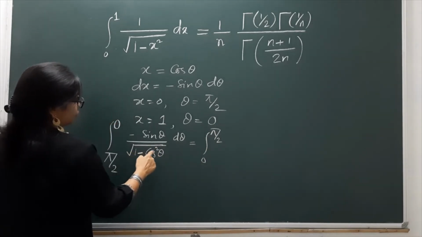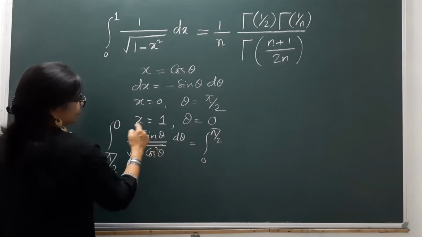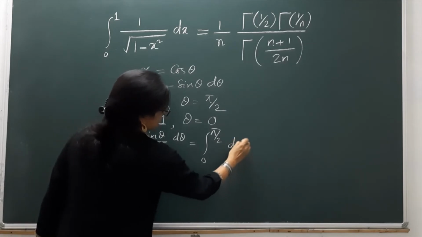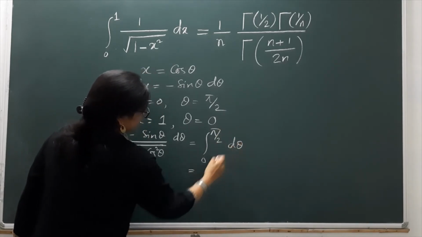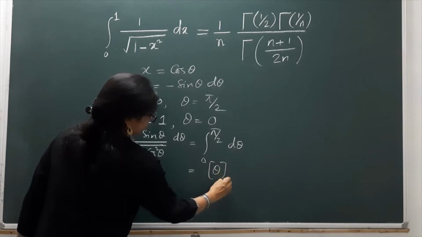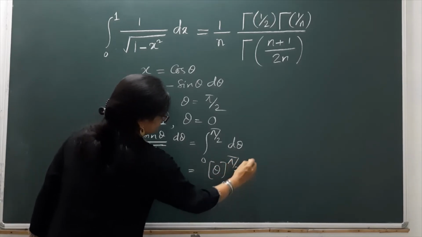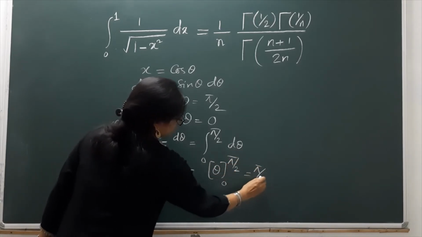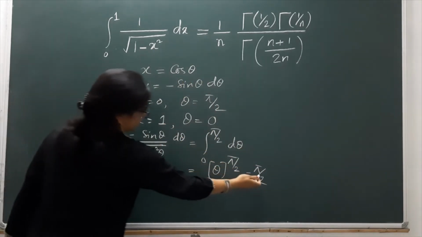Square root of 1 minus cos square theta is sin theta, that sin theta and this sin theta will be cancelled, so it will be d theta. Integration of d theta is theta, limits are 0 to pi by 2. So the left hand side is pi by 2.